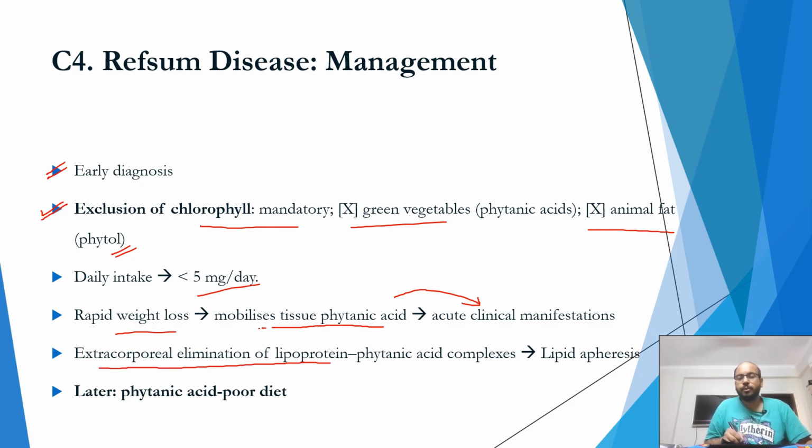Extracorporeal elimination of lipoprotein phytanic acid complexes, which can be done by lipid apheresis, is another treatment. And it is same as plasmapheresis. You just take the blood out, remove the phytanic acid-rich cells, and then pump the blood back in. Later, a phytanic acid poor diet continues throughout life. So no phytanic acid. Daily intake has to be less than 5 milligram a day. Let's move forward.